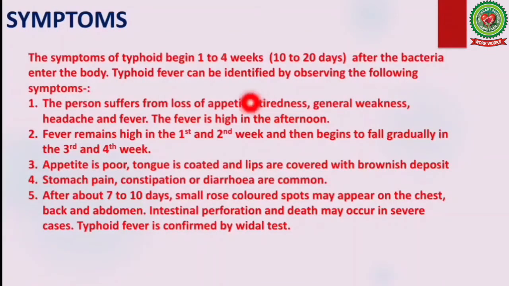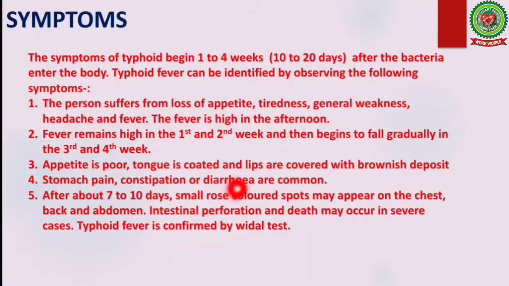The various symptoms of typhoid. The symptoms of typhoid begin 1 to 4 weeks, that is approximately 10 to 20 days after the bacteria enter the body. Typhoid fever can be identified by observing the following symptoms. The person suffers from loss of appetite, tiredness, general weakness, headache, and fever. And the fever is high in the afternoon. Fever remains high in the first and second week and then begins to fall gradually in the third and fourth week. Appetite is poor, tongue is coated, and lips are covered with brownish deposit.